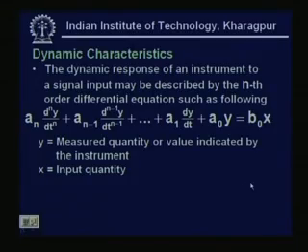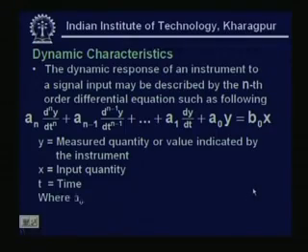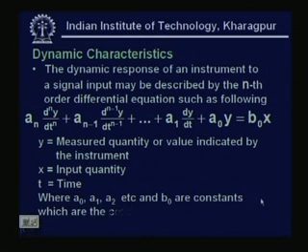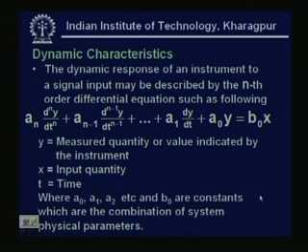For any measurement system or sensor, we would actually want that whatever the x, y should show that without any time delay, without any phase lag. But this will not happen. You will see that there will be some lag in the system, there will be some delay in the system. t is the time, and a0, a1, a2, and so on up to an, and b0 are the constants which are the combination of the system physical parameters.